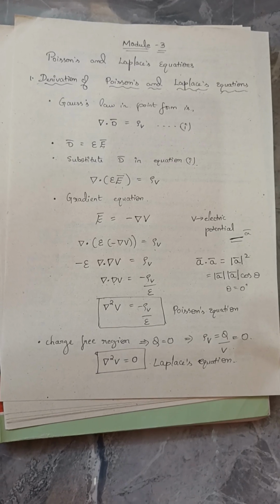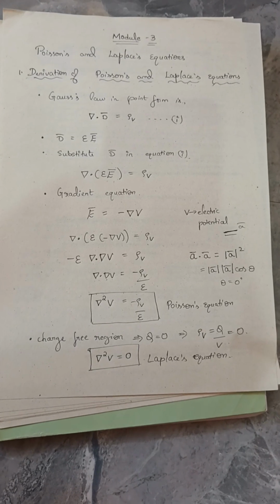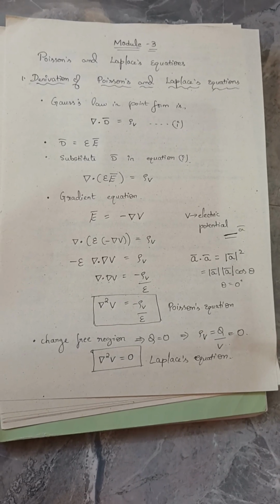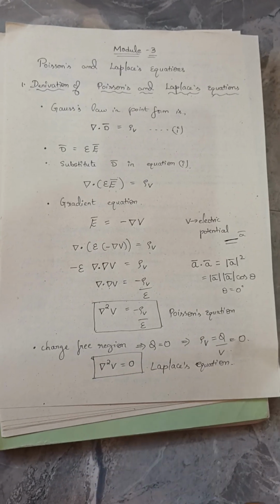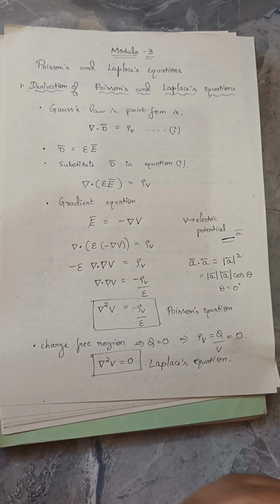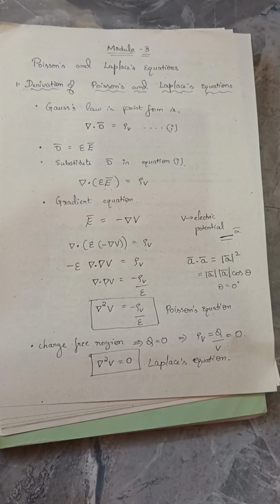In the next video, I'll be explaining some problems based on this. You have different coordinate systems, right? Cartesian, cylindrical, and spherical. The del square V equation is different for the three coordinate systems. Based on that, we have to solve some problems for different types of systems. So we'll see that in the next video.